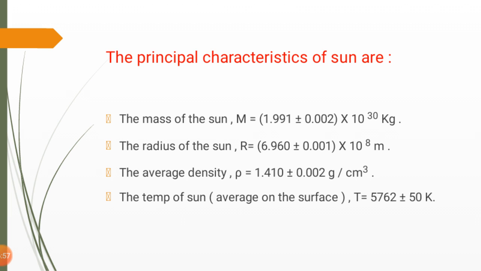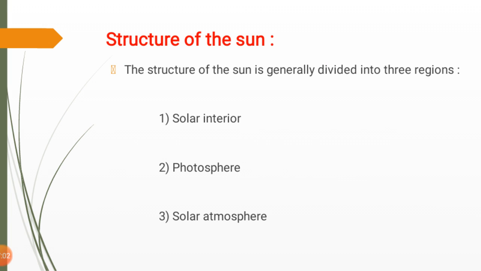Now what is the structure of the sun? The structure of the sun is generally divided into three regions. The main three regions are: first, the solar interior; second, the photosphere; and third, the solar atmosphere. These are the main constituents of the solar structure. First is the solar interior. You know that the temperature of the sun's core, the innermost part of the sun, is very high, in the order of 10 to the power 6 Kelvin.